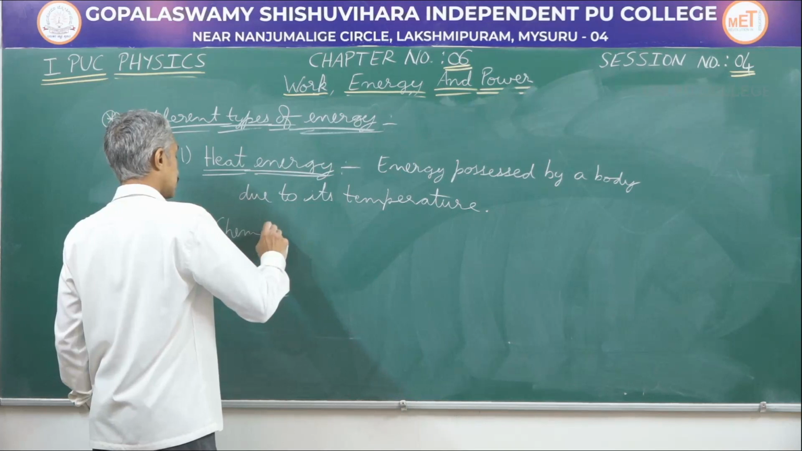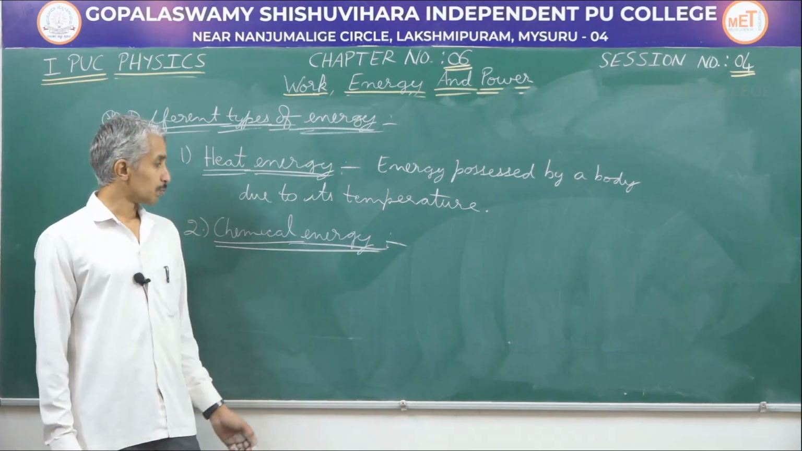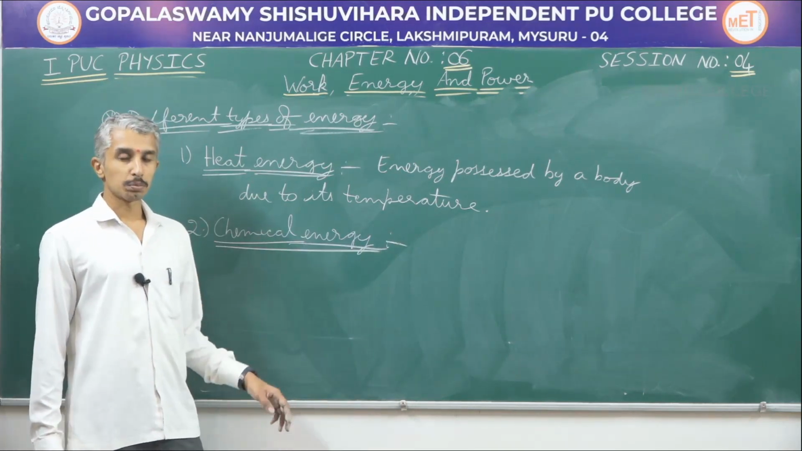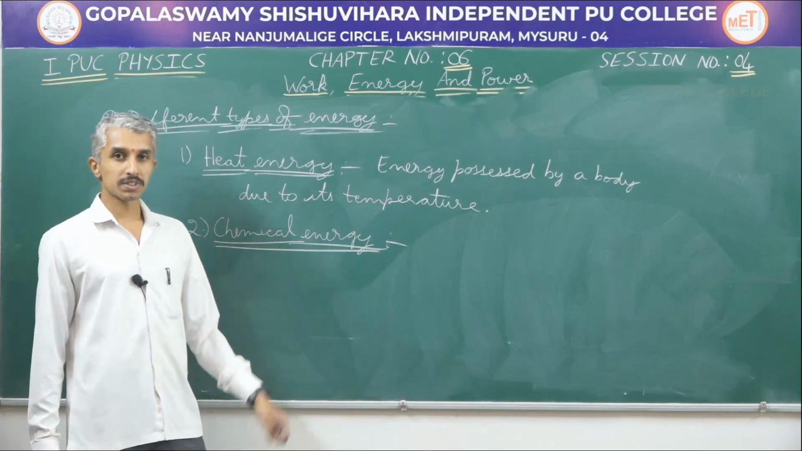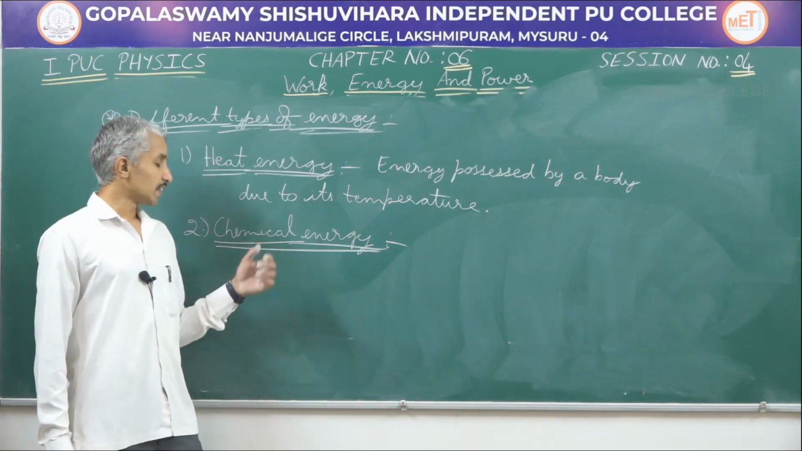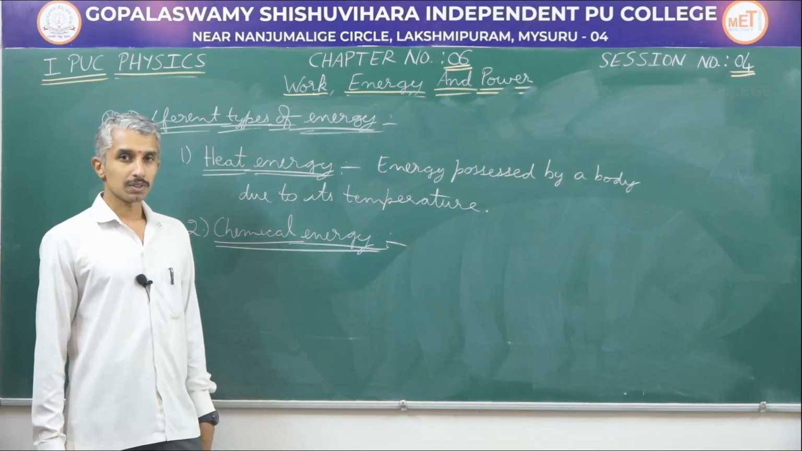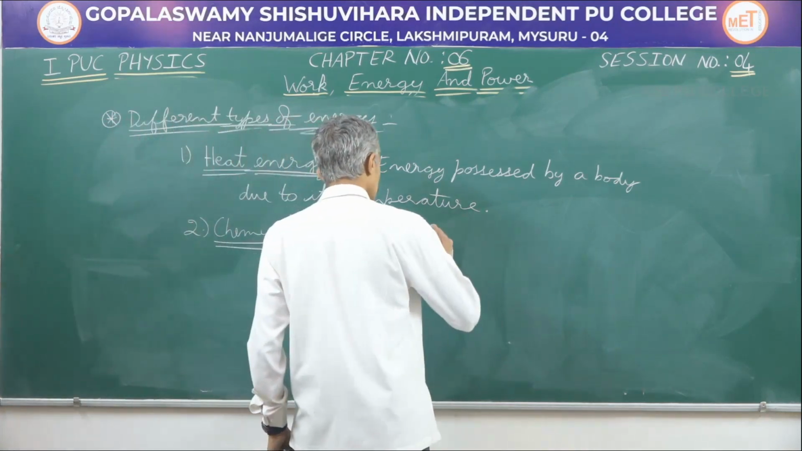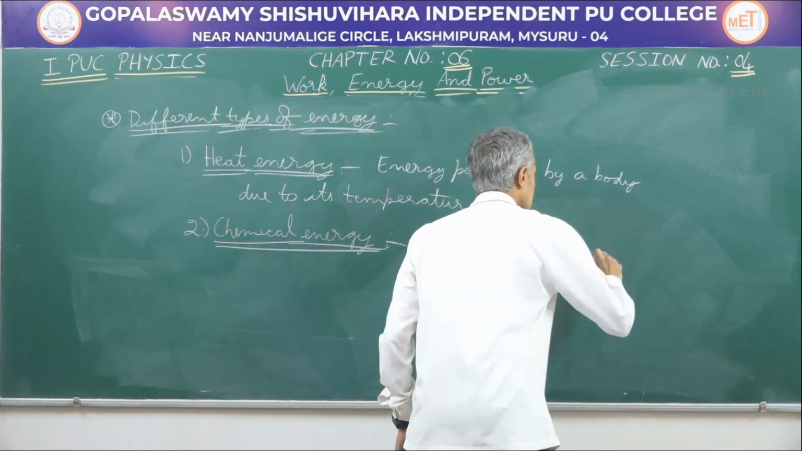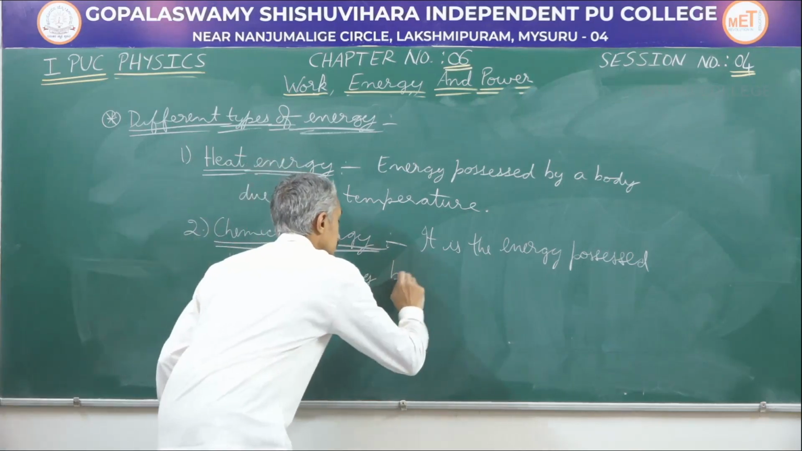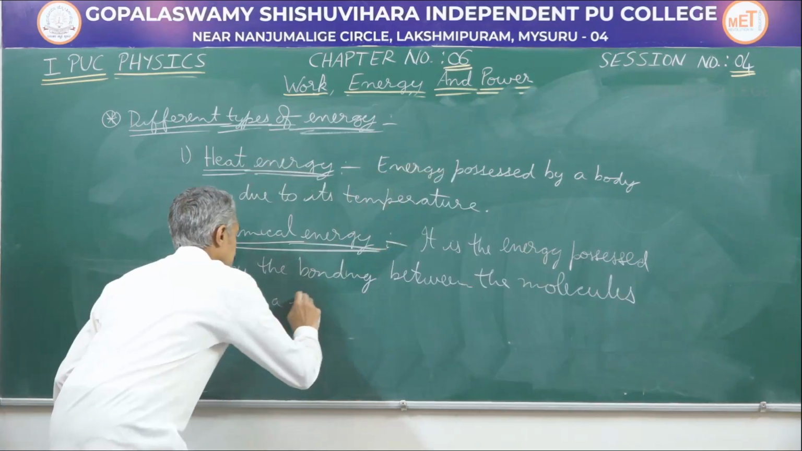Next, chemical energy. Any chemical reaction produces some energy. It either puts out the energy or it absorbs energy. And the chemical energy is because of the bonding between the molecules. So, this is the energy possessed by bonding between the molecules of a substance.